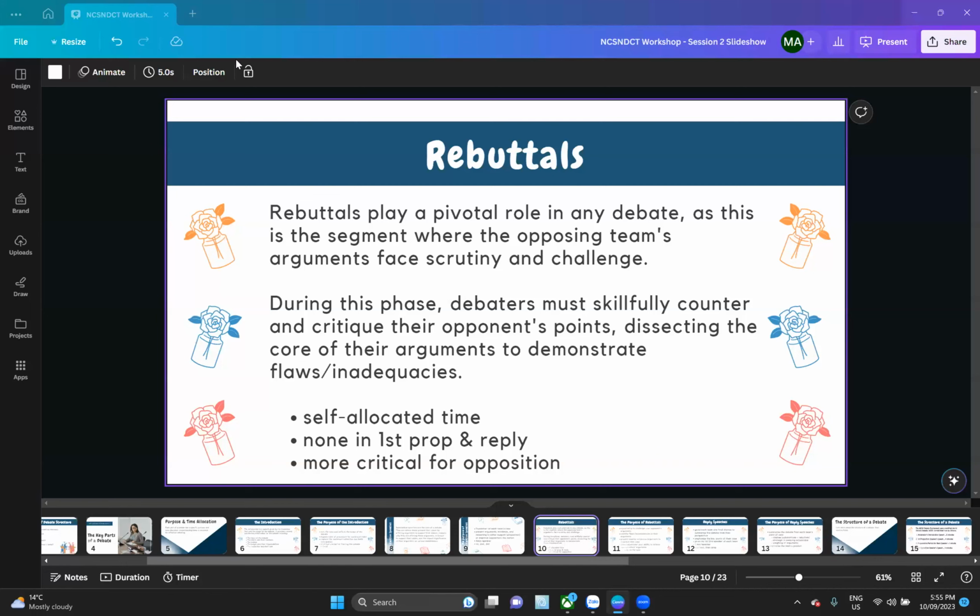So yeah, first, a good question, Ken. The first opposition speaker can rebut, but the first proposition speaker cannot. The reason for that is because the first proposition speaker is the first person to speak during the debate, so there's no one before them speaking to be able to rebut.